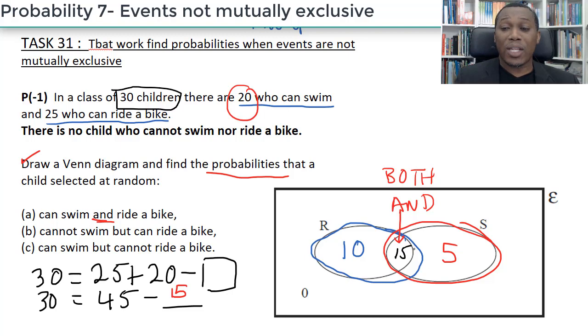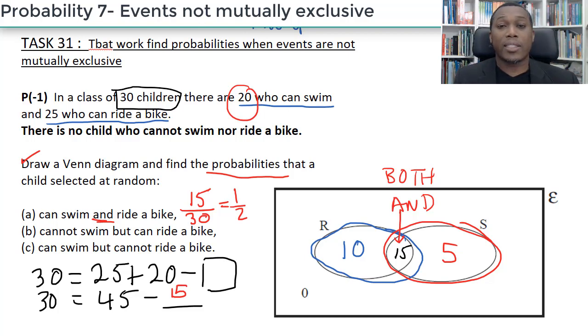So it's 15 ways to get a student who rides and swims. We have 15 possible outcomes of students riding the bike and swimming, but it's 15 out of 30. There's 30 students in total, so 15 on 30, or if you want to simplify, it's a half. The chance of choosing a student who swims and rides a bike is a half.